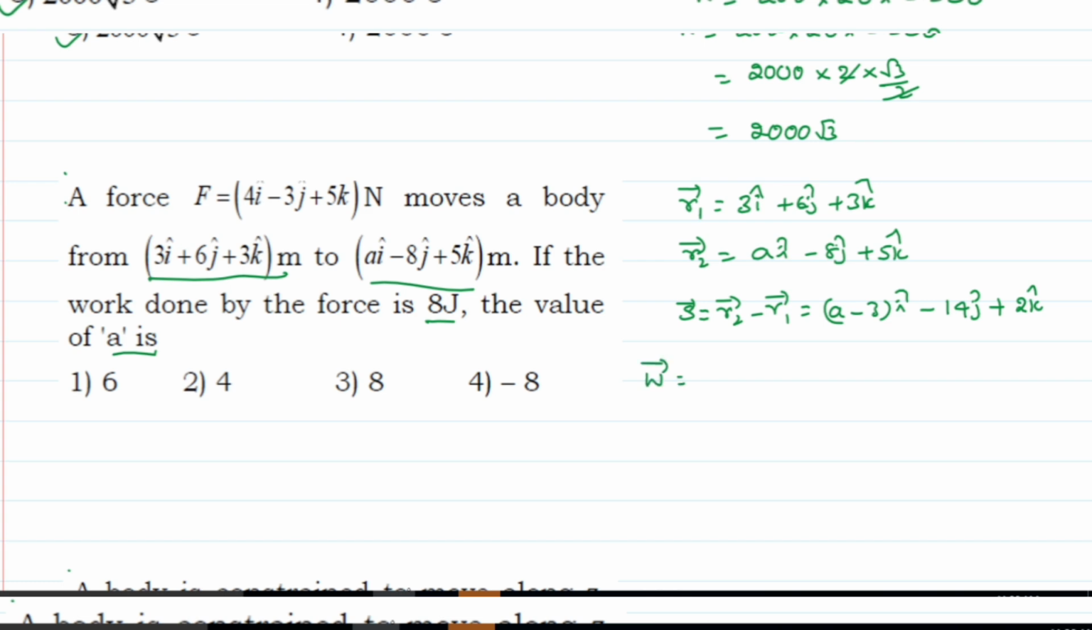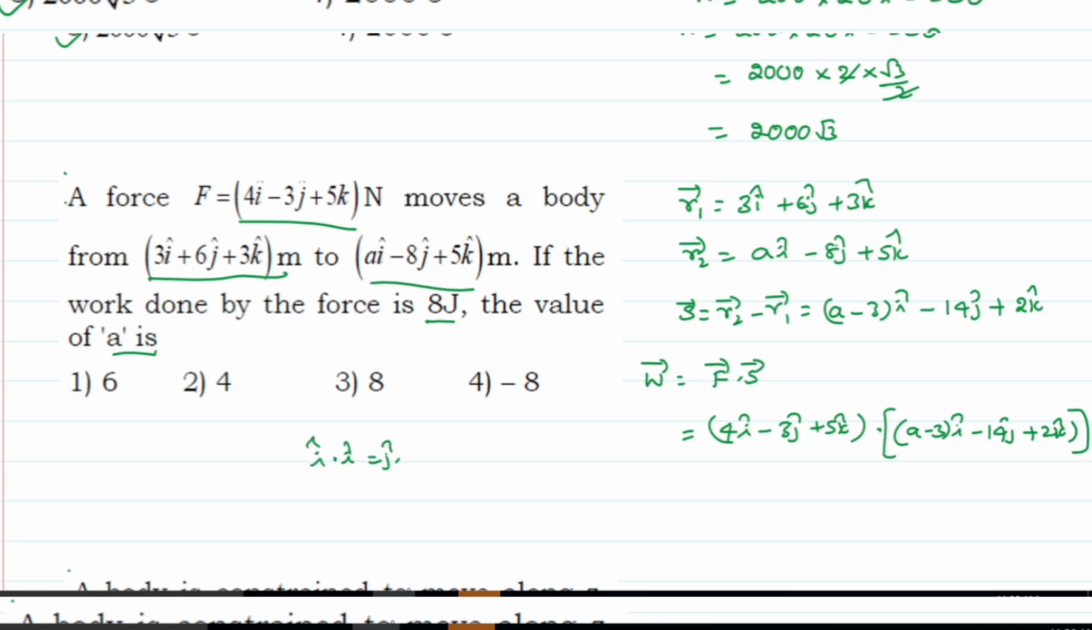Work done, you know the formula: F bar dot s bar. If two vectors are given, do the dot product. So here the force is given as 4i cap minus 3j cap plus 5k cap, dot s bar, which is (a minus 3) i cap minus 14j cap plus 2k cap. Here you just do the dot product. You know this rule: i cap dot i cap equals j cap dot j cap equals k cap dot k cap, which you can take as 1.